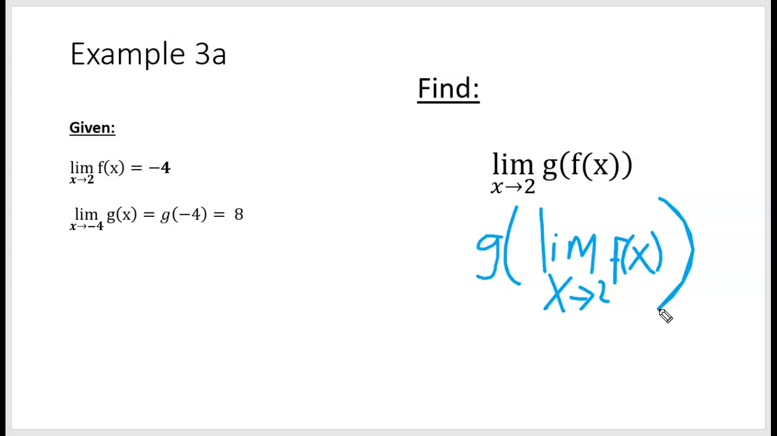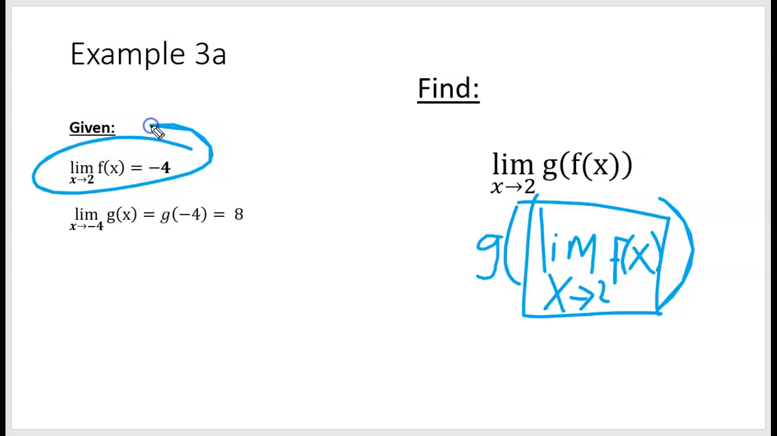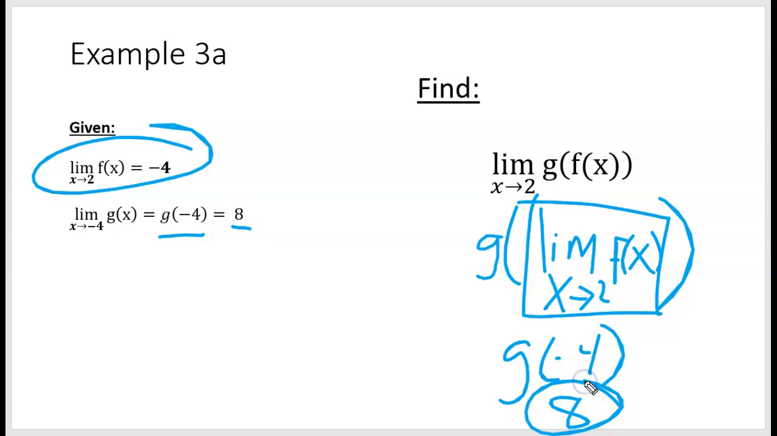Like that. Now from here, we're going to figure out, okay, fine, so what's the limit of f of x as x approaches 2? Well, we see from here that the limit of f of x as x approaches 2 is -4. So I'm just going to replace that then with -4. But we can go a little bit further because we see here that g of -4 is 8, so the final answer is 8.